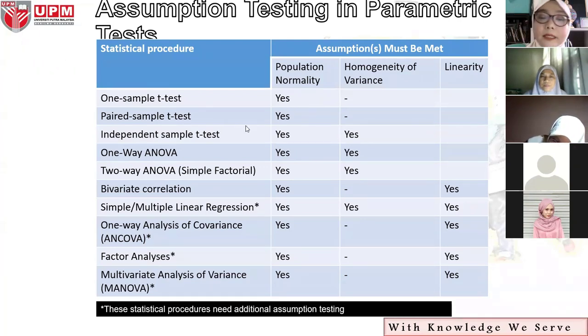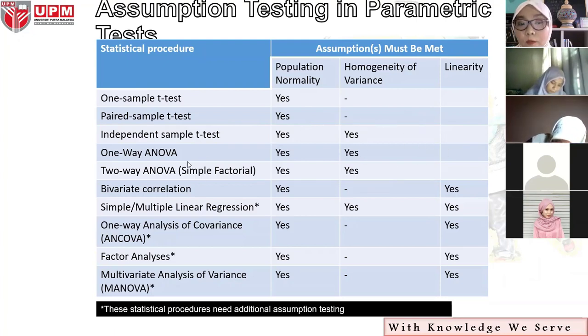Next one is independent sample t-test. Okay, for independent sample t-test, for example, you want to compare the achievement of ERS5951 between male and female. Okay, because you have two independent groups, male and female. Okay, so that's why you need to test on the homogeneity of variance.